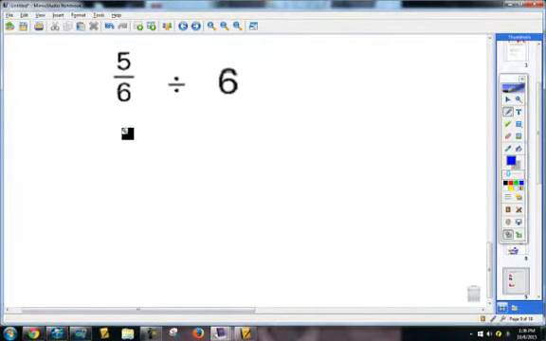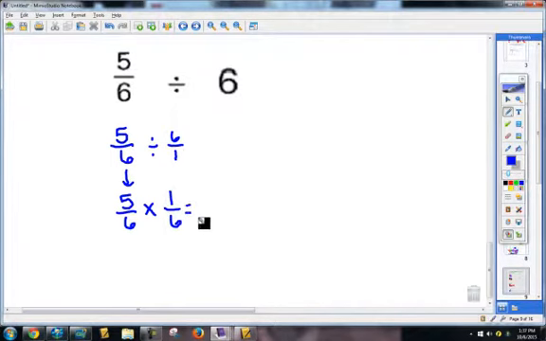Here we go. We got 5/6 divided by 6/1. We got to make them into fraction form. Dividend, number being divided, does not change. 5/6, division becomes multiplication, and the reciprocal of 6/1 is 1/6. Okay, which is going to give me 5/36, which is in simplest form. Okay, let's go to the next page.